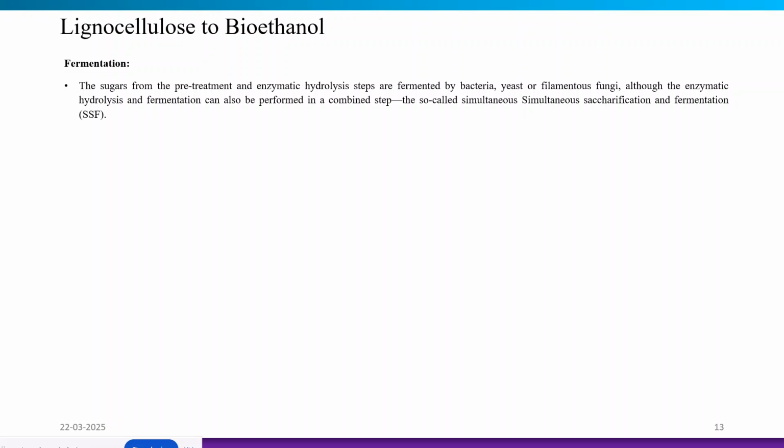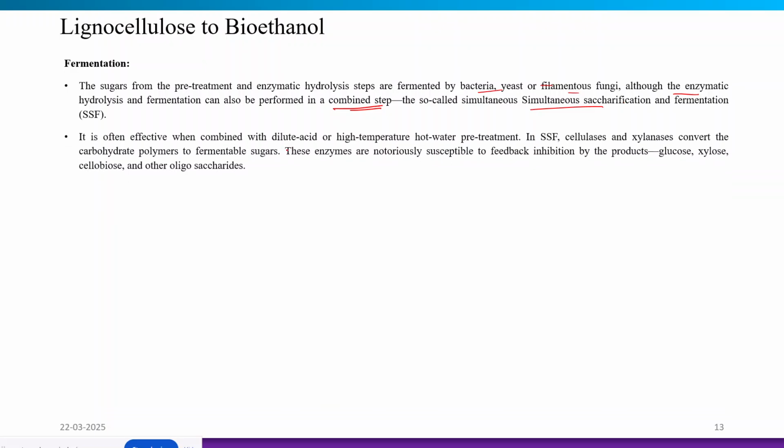In the next process, the sugars from the pretreatment and enzymatic hydrolysis steps are fermented by bacteria, yeast and fungi, although the enzymatic hydrolysis and fermentation can be performed in a combined step. That is called the simultaneous saccharification and fermentation process. It is often used in combination with dilute acid or high temperature hot water pretreatment.